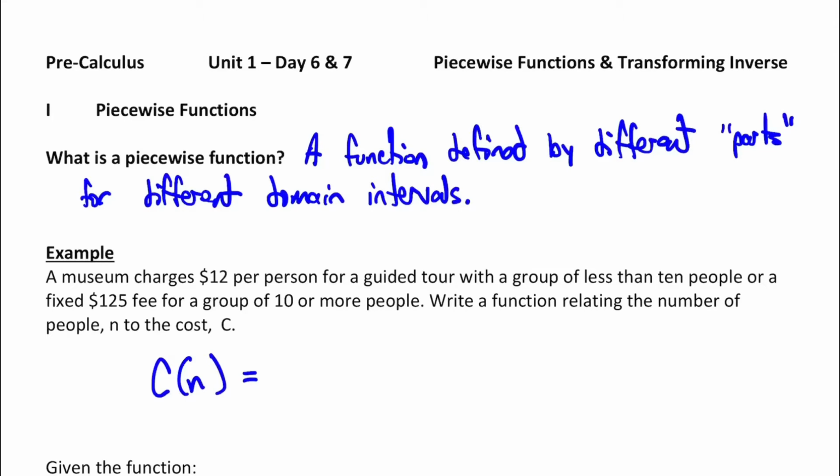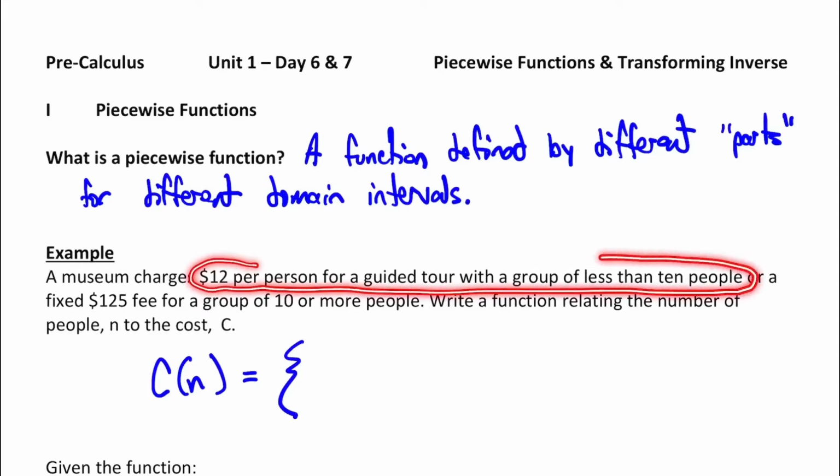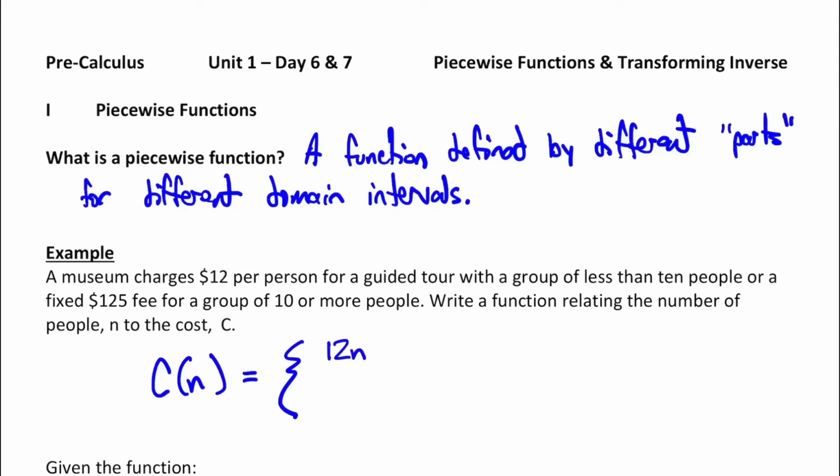Well, there's two different rates here, if you will. The first one has to do with if there's less than 10 people. So if there's less than 10 people, it's going to be $12 per person. Well, algebraically, that's pretty easy. That's simply just 12n, 12 times the number of people. But that only works if n is less than 10. So what do we do if n is more than 10? Well, that's simply a fixed $125 fee. So it doesn't matter how many you have, 10 or 100, it's going to be $125. So that piece of the function is simply going to be 125 when n is greater than or equal to 10.